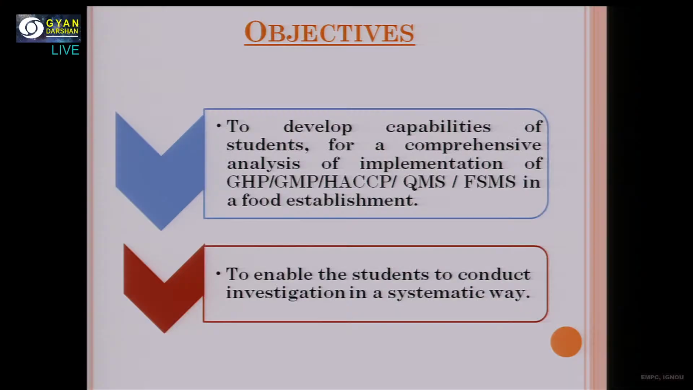So let's have a look at the objectives of this project work course. You must know what you are expected to learn from this project course.